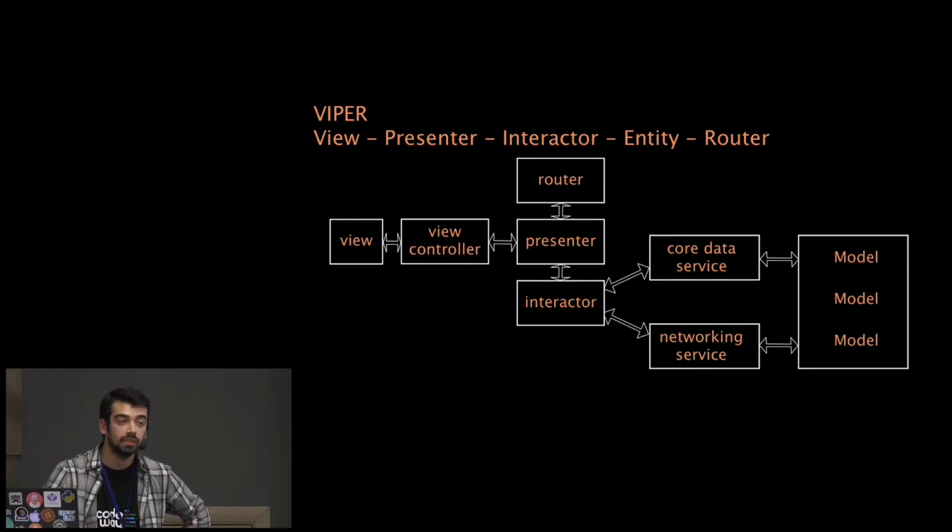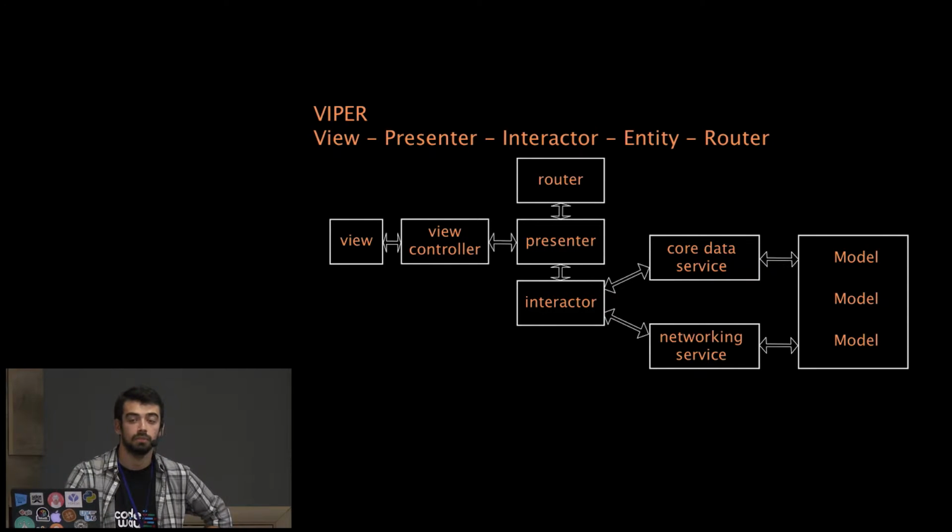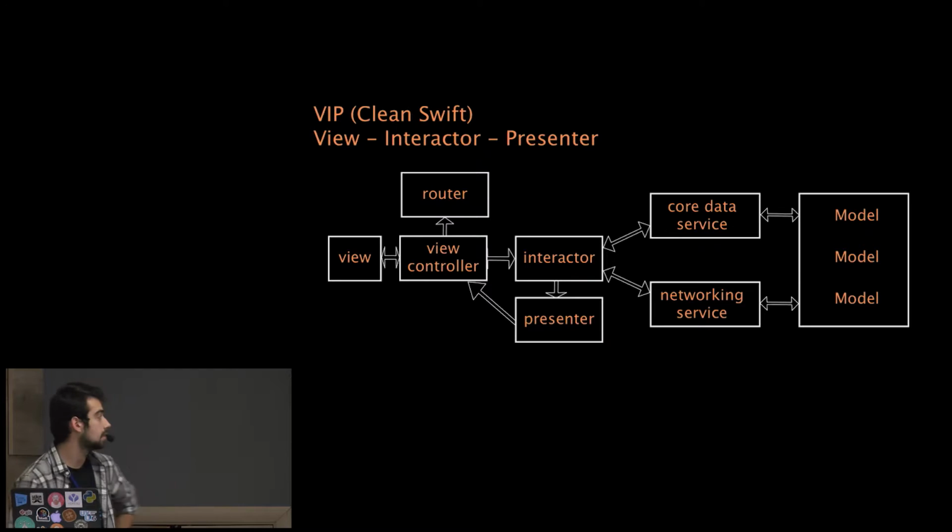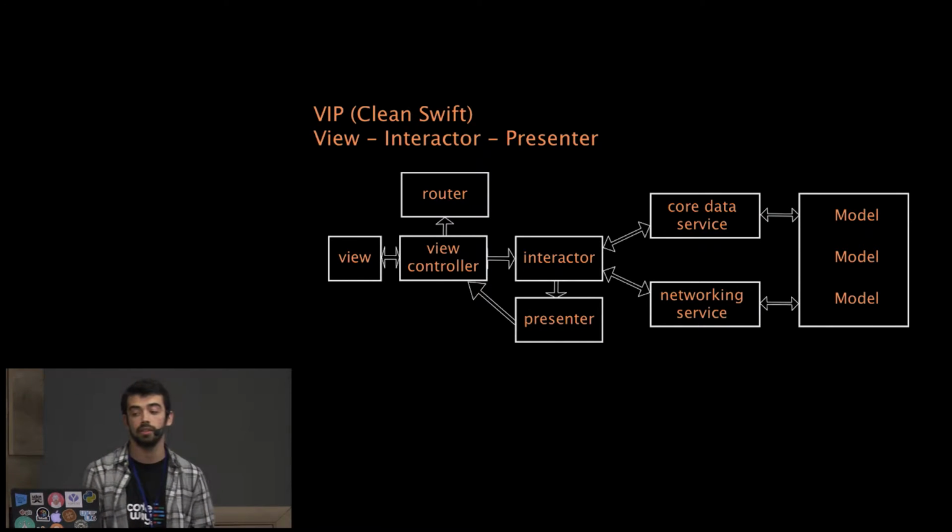Based on these inconveniences, VIP or Clean Swift appears. I cannot name VIP a separate architectural pattern. It's rather a subclass of Viper. It holds the same components, just redefines the interaction between them. As we can see, we obtain a unidirectional flow. Look at the arrows from view controller, interactor, and presenter. This also makes the name of the architecture, VIP.